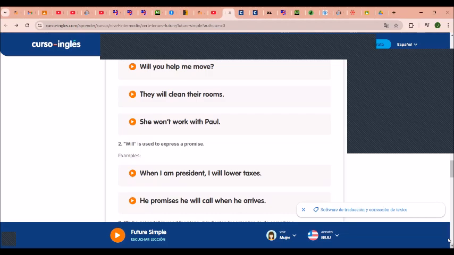Two. Will is used to express a promise. When I'm president, I will lower taxes. The promise: we will call when he arrives. He promises he will call when he arrives. Now, promises are good, but you have to fulfill the promise. So whenever you express an idea of what you desire to do, you don't have any evidence, but this is your commitment. We don't know your intention. So promises are usually expressed with will. All right.